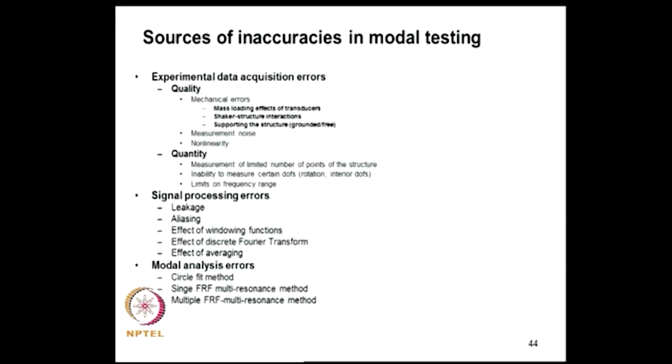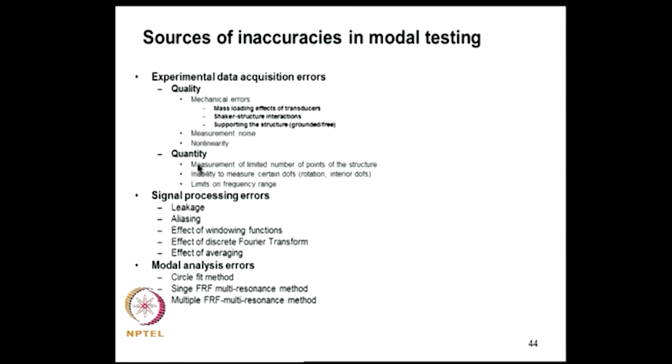How about in experimental work? So, there are data acquisition errors. There are mass loading effects of the transducers, then exciter and structure interactions could be there, and how do you support the structure in a model testing; these are in relation to model testing. And there is measurement noise, and how do you know the structure is behaving linearly when you are conducting a test aimed at finding natural frequencies and mode shapes.